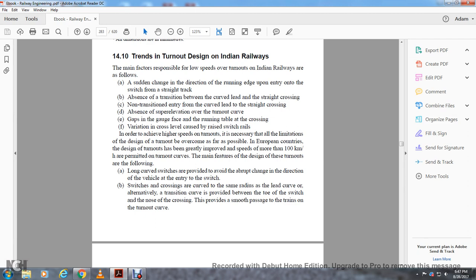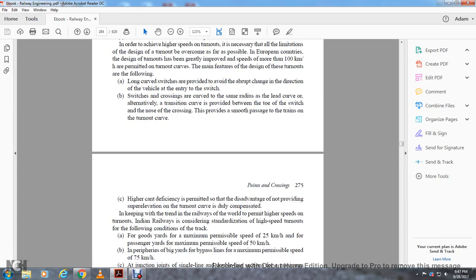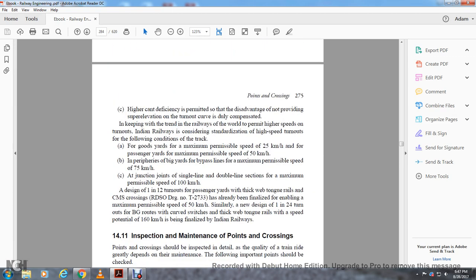The main features of the design of these turnouts are the following: long curved switches provided with no abrupt change of direction of the vehicle at the entry of the switch, the crossing curve of the same radius as the lead curve, and alternately a transition curve provided from the toe of the switch to the nose of the crossing to provide a smooth passage for the train on the turnout curve. Also, the higher cant deficiency permitted, with the disadvantage of providing super elevation on the turnout curve duly compensated, keeping with the trend of the railways world to permit higher speed for the turnout.